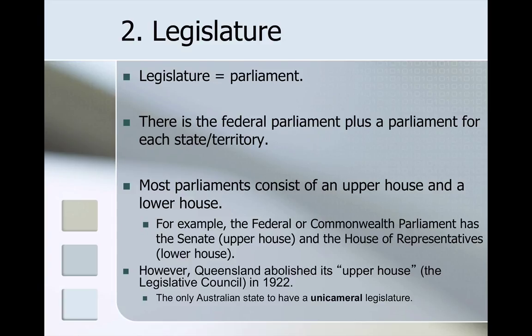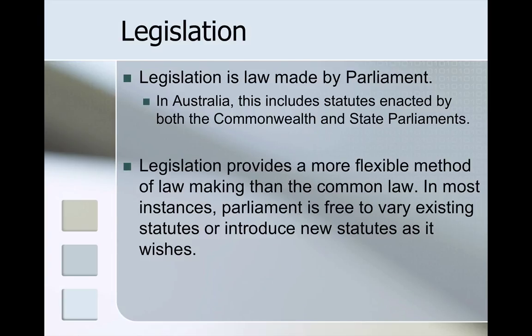Now, what does the legislature do? The legislature makes law, and this is referred to or described as legislation. In Australia, this includes statutes that are enacted by both the Commonwealth and the state parliaments. Now, legislation provides a more flexible method of lawmaking than the common law. This is because in most instances, the Parliament is free to vary existing statutes or to introduce new statutes as it wishes.